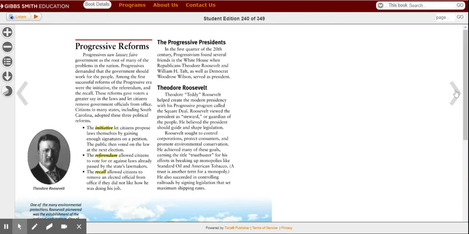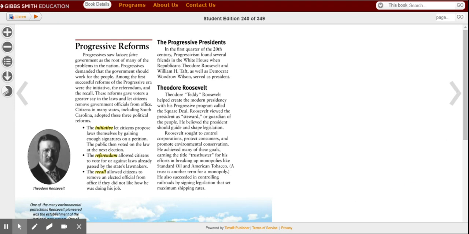Then we've got progressive reforms that come in there. We have the initiative. It lets citizens propose laws themselves by gaining enough signatures on a petition. Then you have a referendum allowing citizens to vote for or against laws already passed. And a recall allowed citizens to remove an elected official from office if they did not like how he was doing his job. All right.